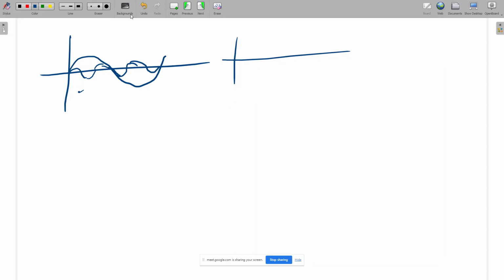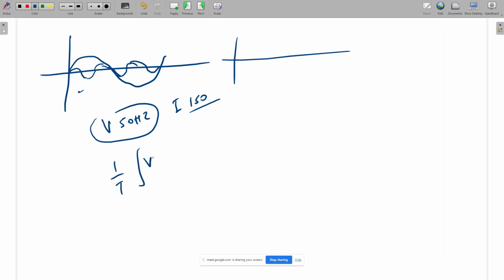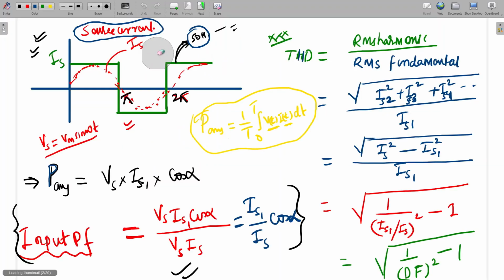So if we multiply two different frequency components, like voltage at 50 hertz and current at, let's say, 150 hertz or any other frequency, then 1 by T integral of vi dt will give 0. What is the conclusion? If two different frequency components are multiplied, the average power will be 0. That's why in this case, only the fundamental current will contribute the power.